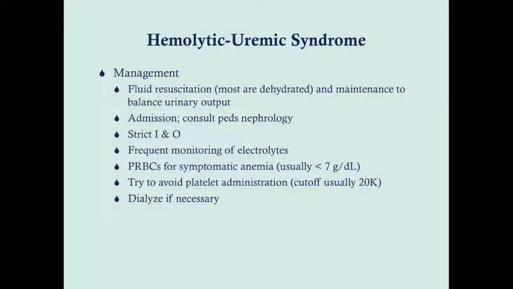And then if the children become symptomatic, if their anemia becomes symptomatic, you can give them packed red blood cells. Usually the cutoff level is going to be 7 grams per deciliter. If they go below that, we can give them packed red blood cells. But anything above that, we try to avoid it if possible. Also, we try to avoid platelet administration. The cutoff is usually 20,000. I would say if you're taking a USMLE question, don't do platelet administration. And then dialyze if necessary.